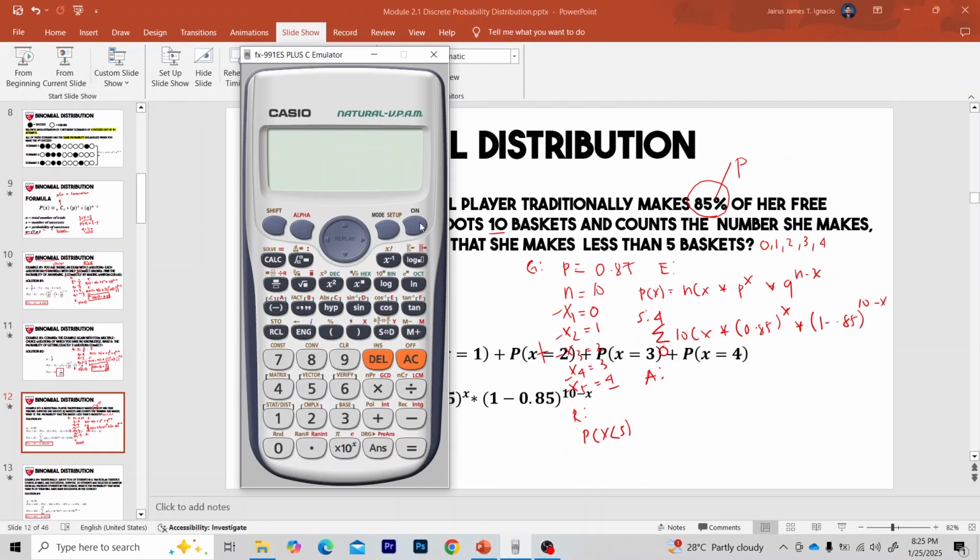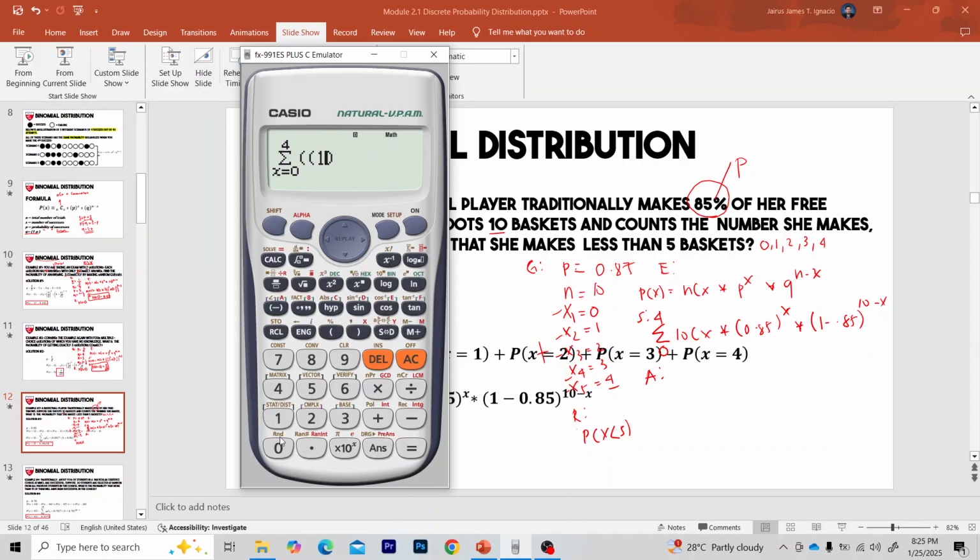First step is we need to make the summation appear. So how can we do that? Shift E. So we have the summation. What is our lower value? We have 0. And upper value, we have 4. Next, we need to enter the equation. So we have quantity.